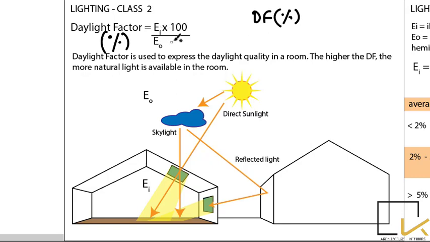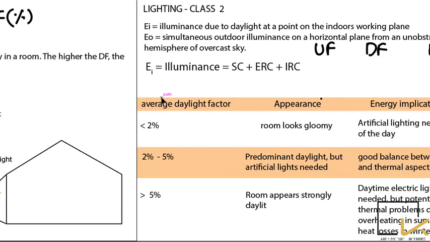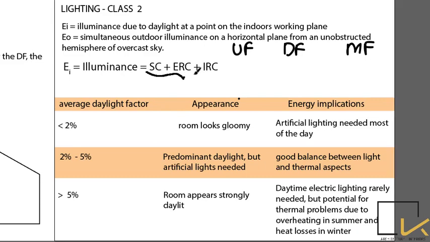So EI upon EO times 100. EI is illumination inside and EO is illumination outside. EI is the combination of three components: SC, the sky component, ERC, the externally reflected component, and IRC, the internally reflected component. Then we saw what the daylight factor number implies. There are three ranges: less than 2, 2 to 5, and greater than 5, and we saw the appearance and energy implications. So guys, this was my class for lighting.